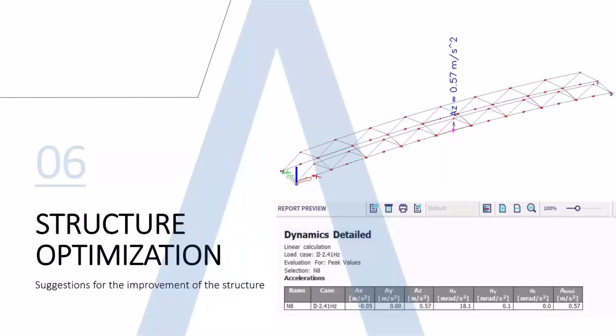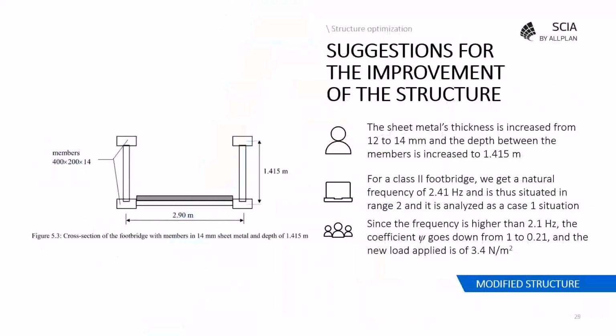So here are some suggestions for the improvement of the structure, which were based on the technical guideline. The first thing that we can do is to increase the thickness of the sheet metal from 12 to 14 millimeters, and we increase the depth between the members to 1.415 meters. So now, in our example, for the class 3 footbridge, the frequency will fall outside the range 1, and in that case, we don't really need to do any analysis anymore because we will fall outside this limit.